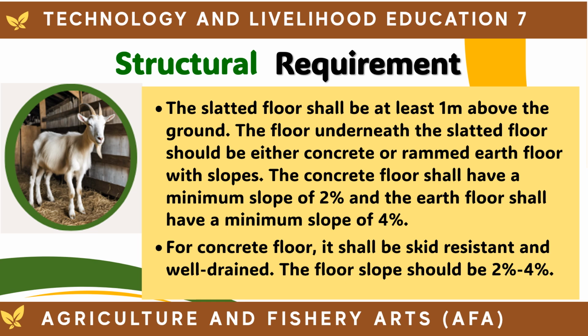The slatted floor shall be at least 1 m above the ground. The floor underneath the slatted floor should be either concrete or rammed earth floor with slopes. The concrete floor shall have a minimum slope of 2% and the earth floor shall have a minimum slope of 4%. For concrete floor, it shall be skid resistant and well drained. The floor slope should be 2% to 4%.